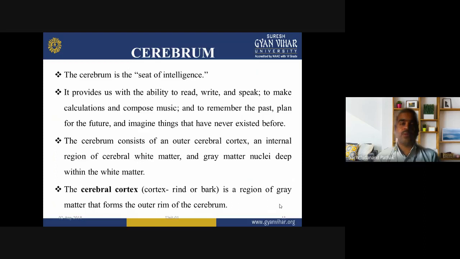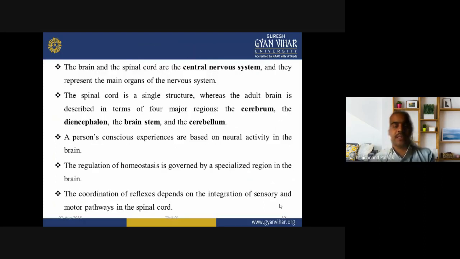Cerebrum. Okay, so we divided the brain into four parts: the cerebrum, diencephalon, brainstem and cerebellum. सबसे पहले आपको cerebrum की बात करनी है, उसके बाद फिर diencephalon की बात करनी है, फिर brainstem पे आना है और फिर cerebellum पे. तो cerebrum, diencephalon, brainstem और cerebellum.